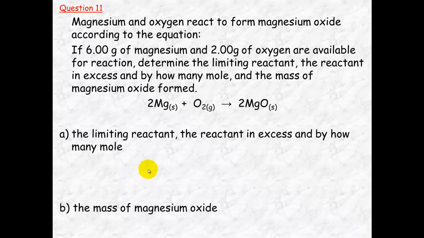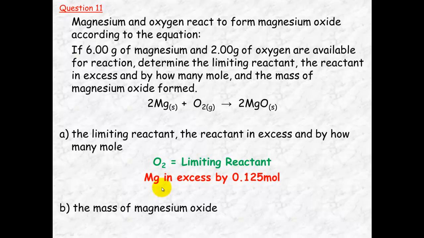Okay, so the limiting reactant is oxygen, and magnesium is in excess by 0.125 mole. The mass of magnesium oxide produced is 5.04 grams. If you've gotten that right, don't worry about watching the rest of this video, but otherwise I'm going to go through step by step how I got that answer.